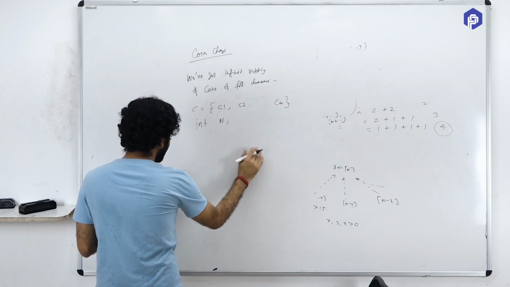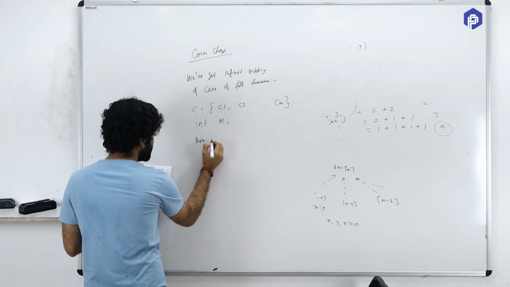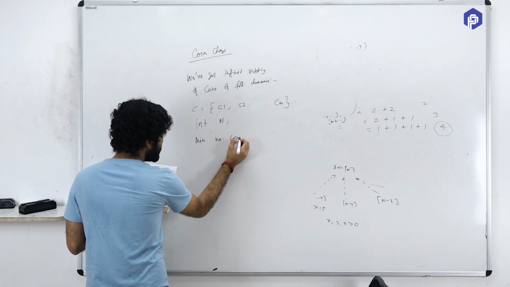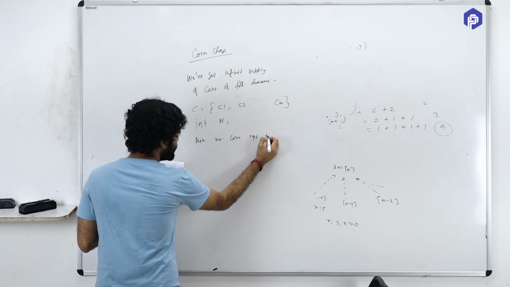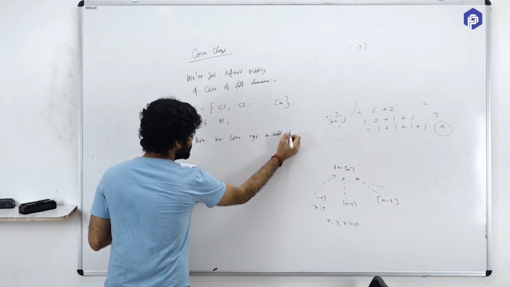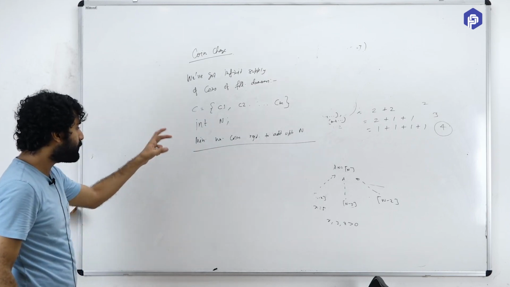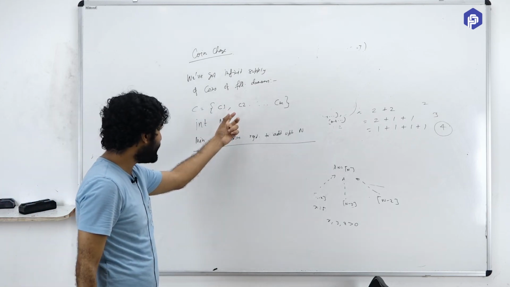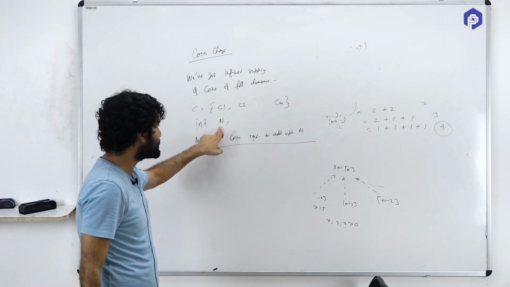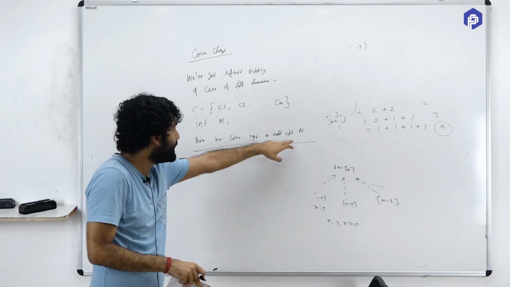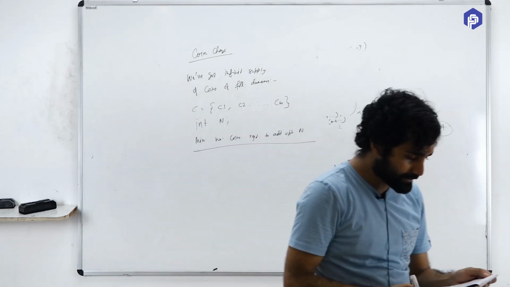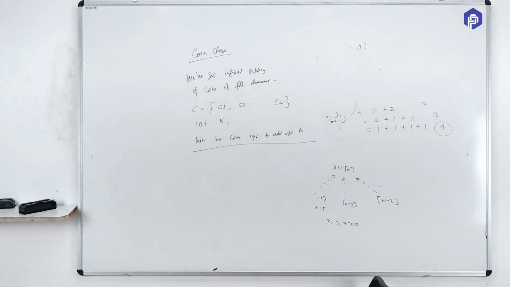So basically you have to tell me the minimum number of coins required to add up to n. What is the minimum number of coins that you would want to create n rupees, or whose sum should be equal to n? This is the requirement of the question. Okay, let us take a quick example.